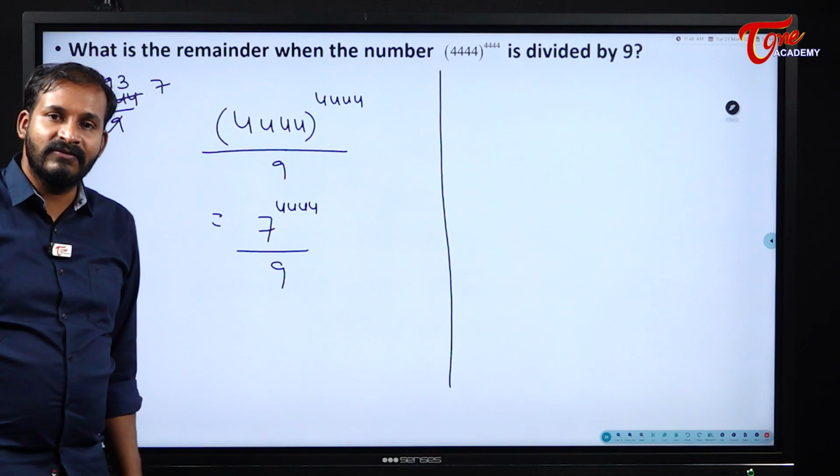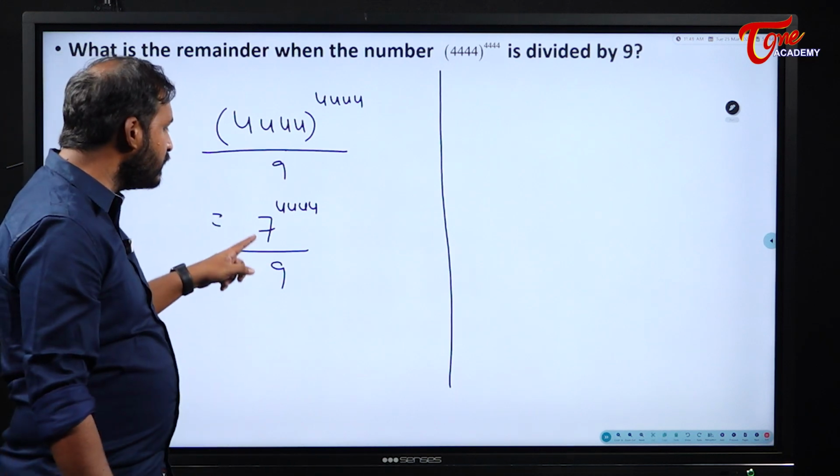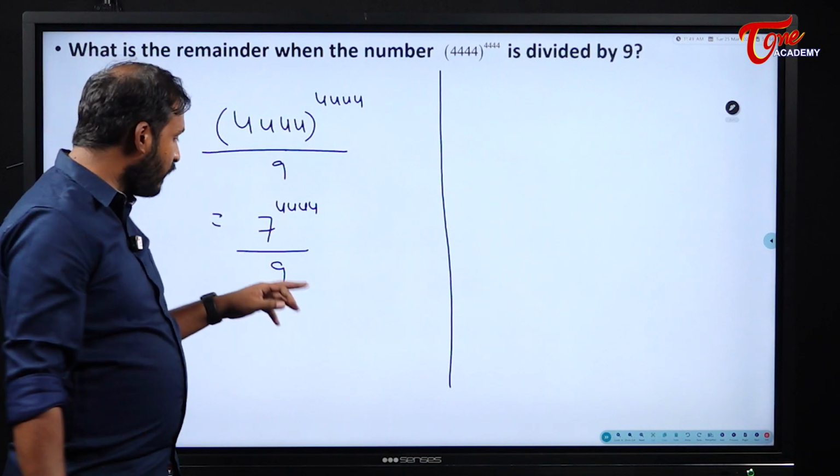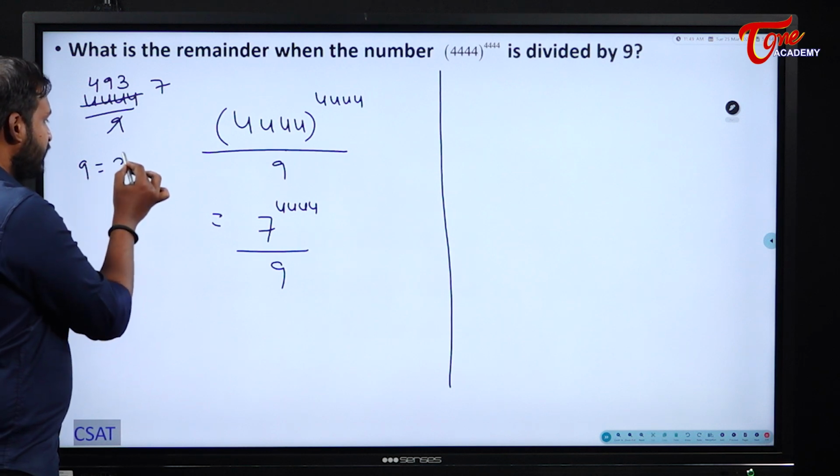Now, 7 and 9 are what? Co-primes. Am I correct? 7 and 9 are co-primes. And now, what is the Euler number of 9? 9 can be written as 3 square.